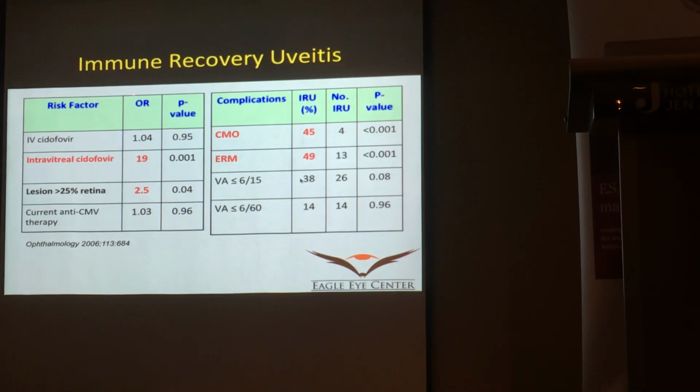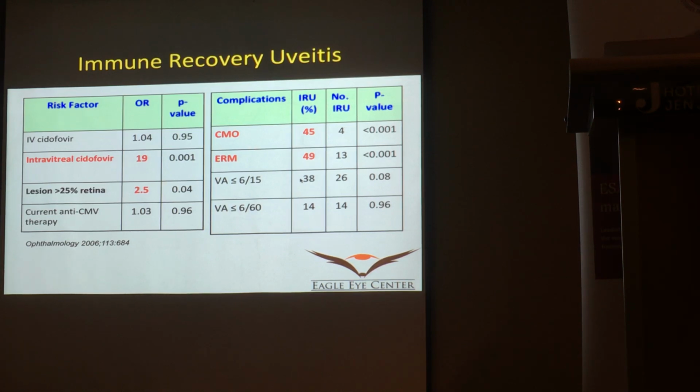Just to show you that if you have immune recovery uveitis, if the lesion is actually more than 25%, you have a 2.5 times higher risk of immune recovery uveitis. Fortunately, we don't use so much cidofovir these days. It's pretty much quite restricted. I've only used it maybe once or twice in pediatric, where their hands are tied, again, ganciclovir-resistant, foscarnet has problems, and they had to use cidofovir. So, we gave it very gingerly, hoping that they don't get immune recovery uveitis.